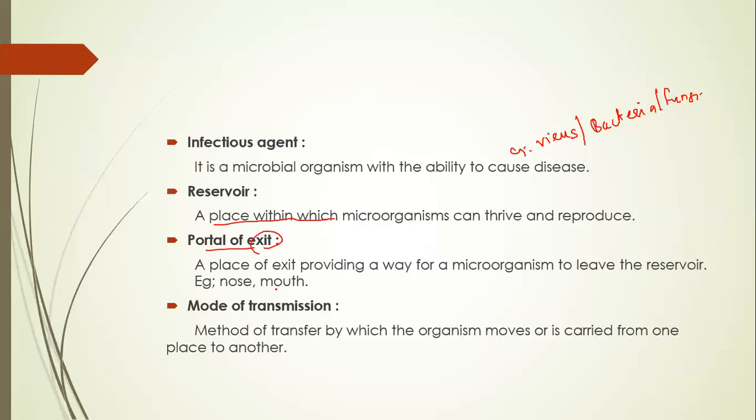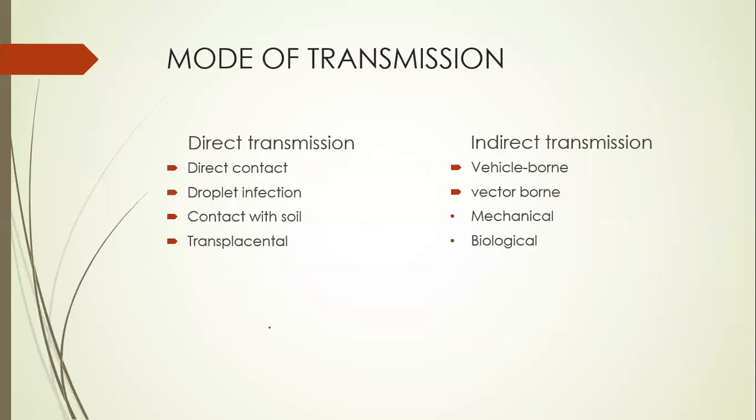Examples are nose, mouth, whatever it is. So suppose the reservoir is a human being, the portal of exit can be considered as the nose or mouth. Then mode of transmission is the method of transfer by which the organism moves or is carried from one place to another. How these infectious organisms travel from one place to another, the route of transmission, is otherwise called the mode of transmission. It is either direct transmission, indirect transmission, airborne, or whatever it is.